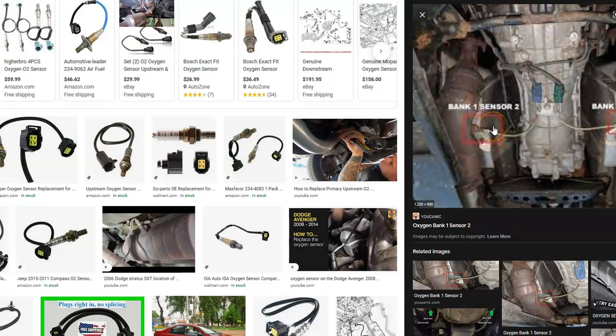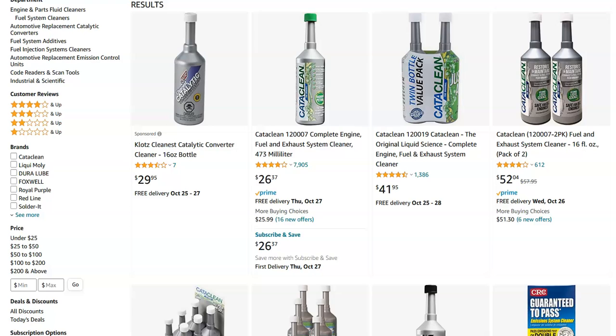And one thing you can do before you replace it that a lot of people do is they run some kind of cleaner through it, like Cataclean. This is just one brand. There's a whole bunch of different ones. But basically what you do is you take this catalytic converter cleaner, you put it into the gas tank, it's a gas additive, then you take the vehicle out onto the freeway, you drive it for like 15, 20 miles, you really rev up the engine, you try to blow out the catalytic converter, and then you clear the error code and hopefully it doesn't come back.